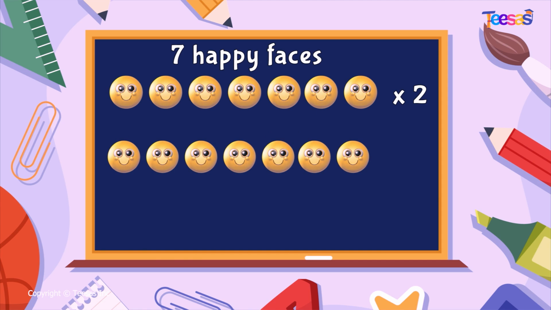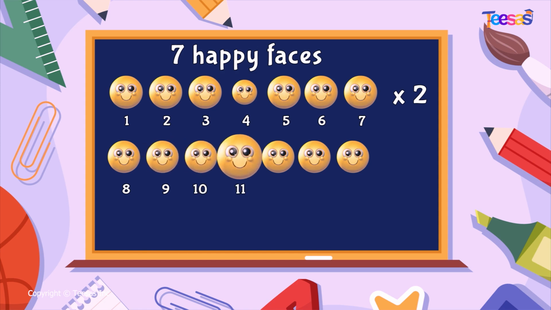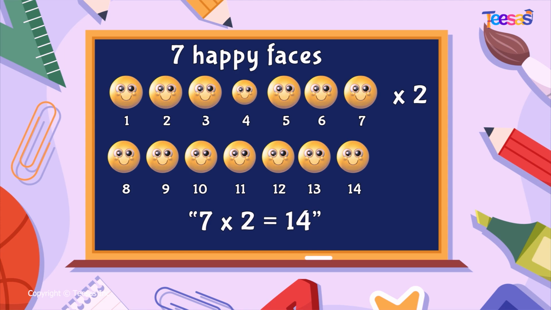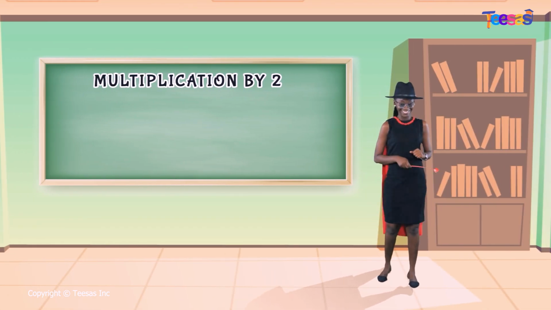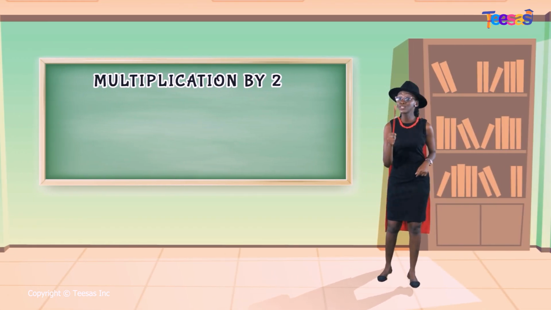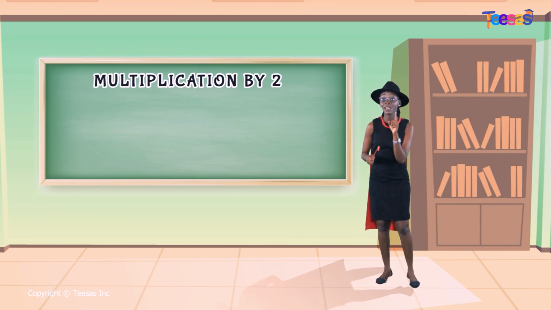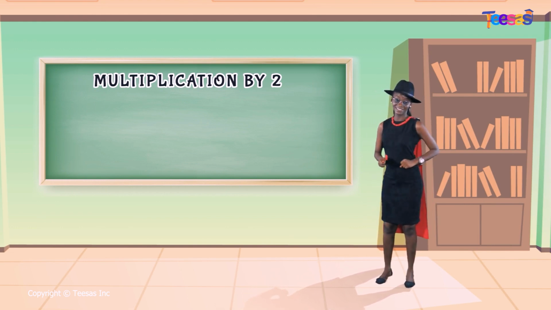Counting all together, we have 1, 2, 3, 4, 5, 6, 7, 8, 9, 10, 11, 12, 13, 14. 14 happy faces. 7 multiplied by 2 is 14. See, it's easy. I'm glad you are enjoying the lesson. It is important to learn your multiplication tables as they help you to multiply faster.